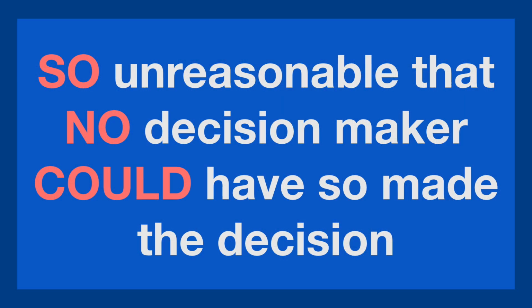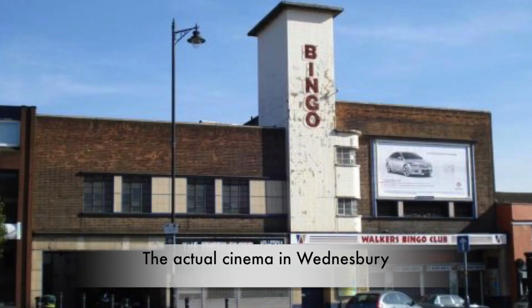Now let's look really carefully at those words. It has to be so unreasonable that no reasonable person could have so exercised the power. It is utterly extreme. In the Wednesbury case itself, a case which revolved around the validity of a council rule that a cinema could not admit children under 15 on Sundays, the plaintiff failed. On virtually every occasion when the matter has been raised before the court, it has failed.